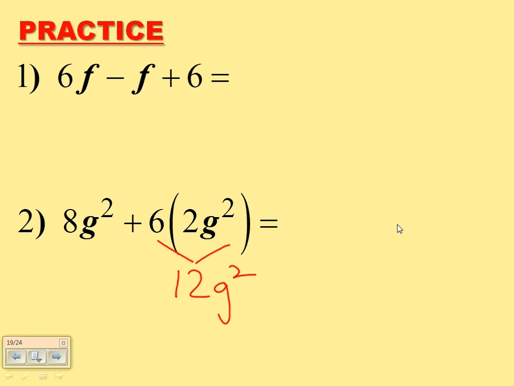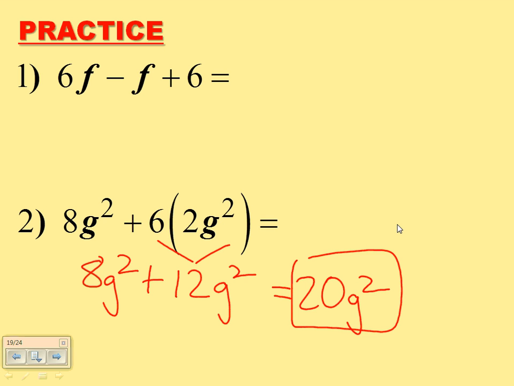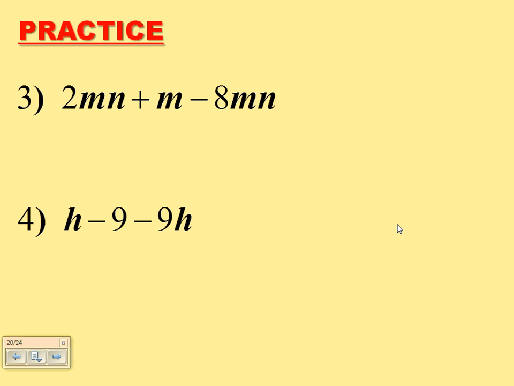Drop down everything you didn't touch. So you get 8g squared plus 12g squared. 8g squared plus 12g squared is equal to 20g squared. That's your answer. Go ahead and do the next one. If you guys need a pause, press pause now.